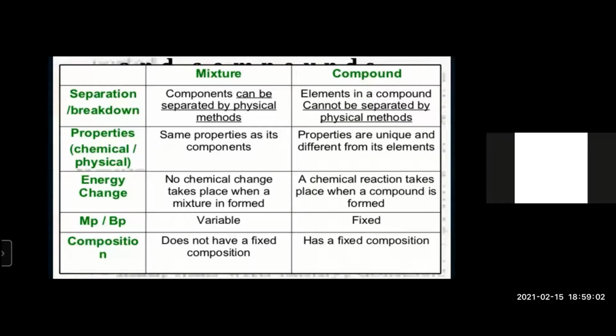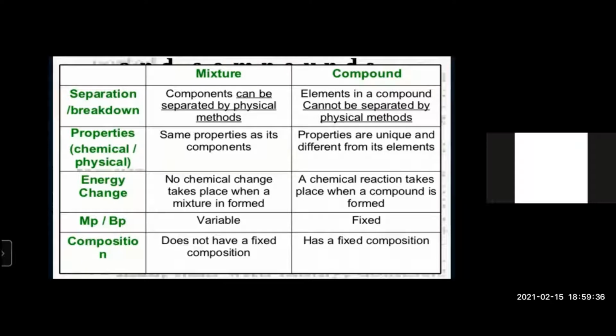But when we have compounds formed, you have a chemical reaction taking place in which you have an energy change. You have chemical changes. However, when you form mixtures, no chemical change takes place. For example, when you mix sand and sugar, you find no chemical change taking place, no energy change. The container doesn't get hotter or colder, etc. Then compounds have fixed melting and boiling points. For example, water has a boiling point of 100 degrees Celsius, whereas mixtures can have different boiling points. Each substance can boil or melt at its own temperatures.